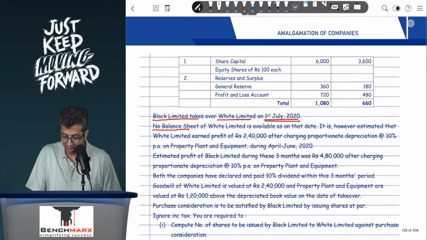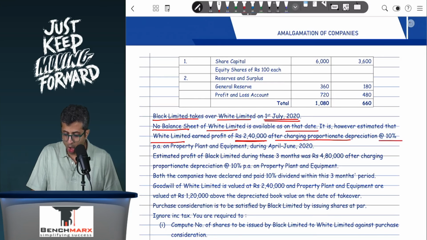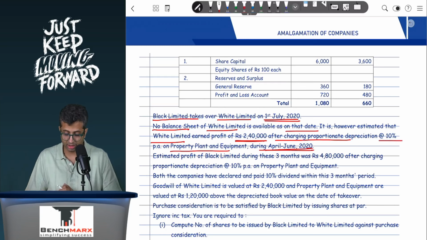Now no balance sheet of White is available as on that date. It is however estimated that White will earn a profit of 2 lakh 40 after charging proportionate depreciation at the rate of 10% on PP during April to June. So 2 lakh 40 से आपका reserves बढ़ेगा.